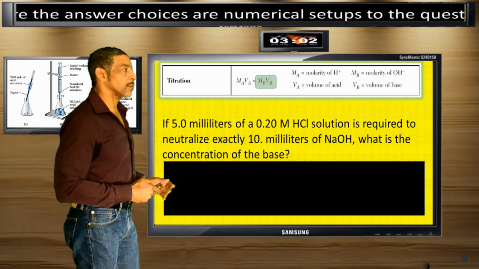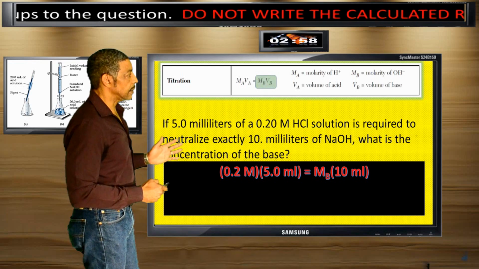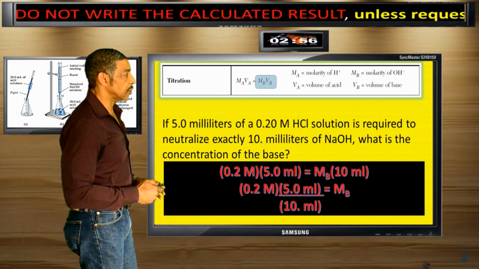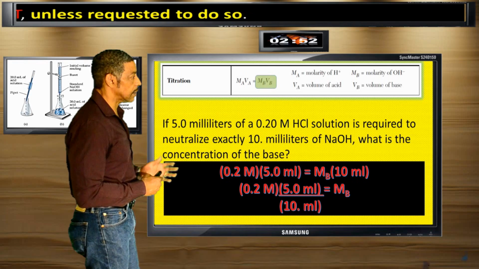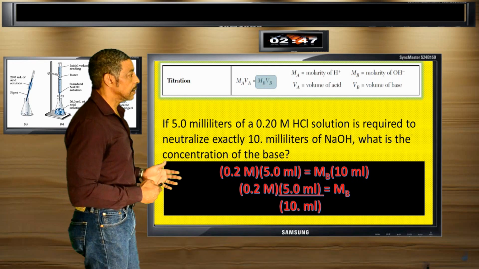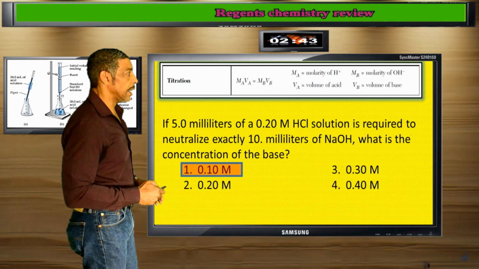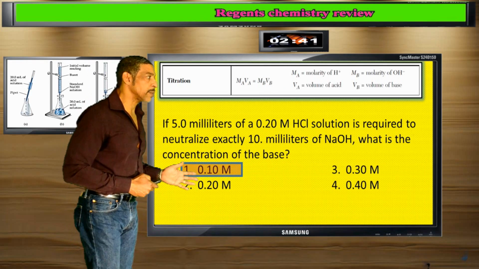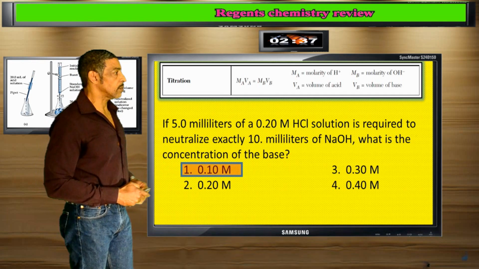After inserting the information into the formula, the molarity of the base is easily determined by simply multiplying 0.2 molar times 5.0 milliliters divided by 10 milliliters. And the correct answer to the question will be number 1, 0.10 molar.